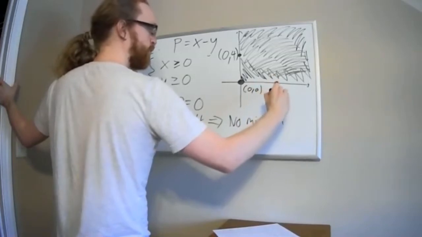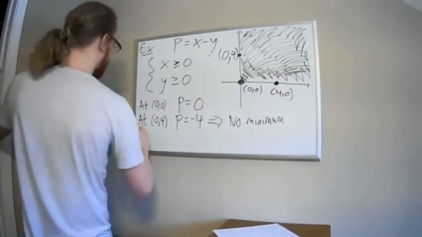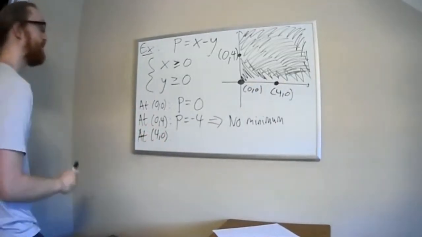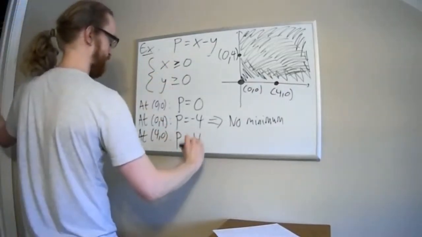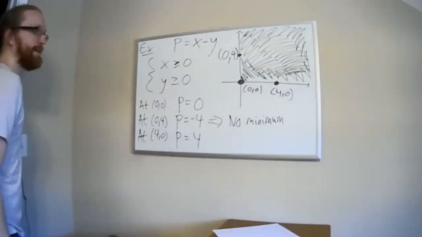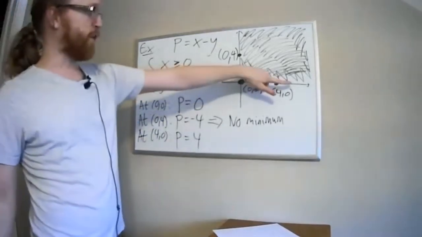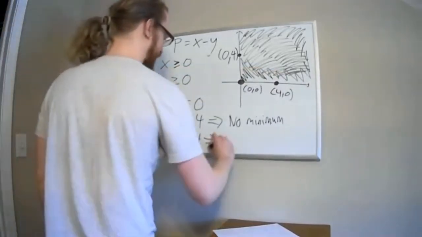I don't know, how about 4, 0 on the x-axis? And let's test that in our function. So we'll take the point 4, 0 and plug it into P. I'll get 4 minus 0, that's 4. That is bigger than 0. So when I go this way, I get things that are bigger than what I got at the corner point, which means there's no maximum either.